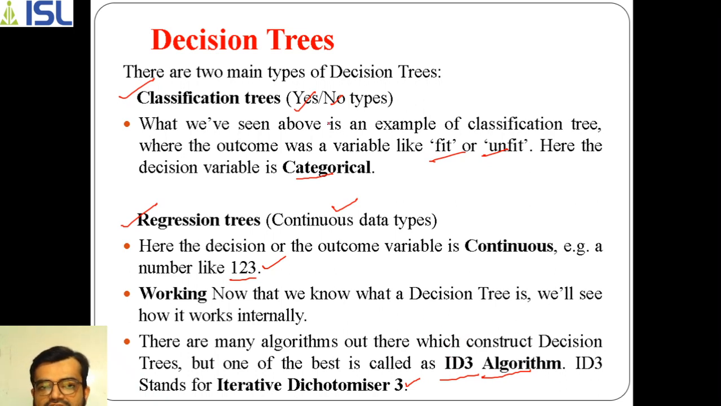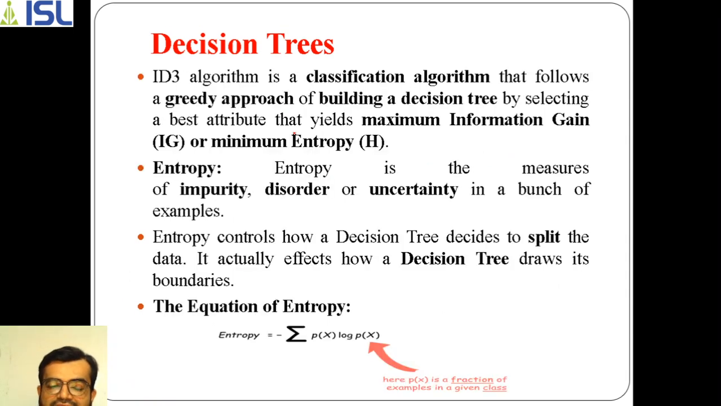So the ID3 algorithm is basically a classification tree algorithm. Whatever we are learning now is about the ID3 algorithm, which comes under classification algorithms. It is a greedy approach to build a decision tree. How is it greedy? Because it selects the best attribute in a data set. I'll explain with an example. The data set contains a list of attributes, columns. You can say each column represents one attribute.